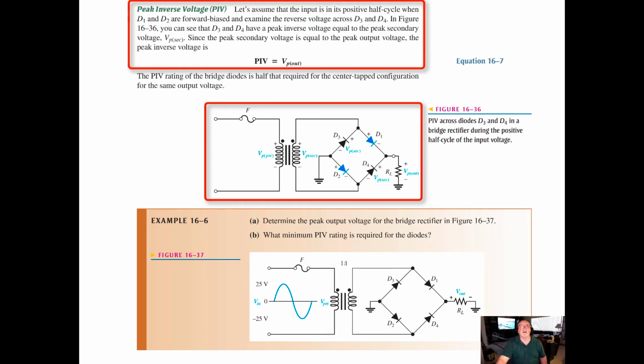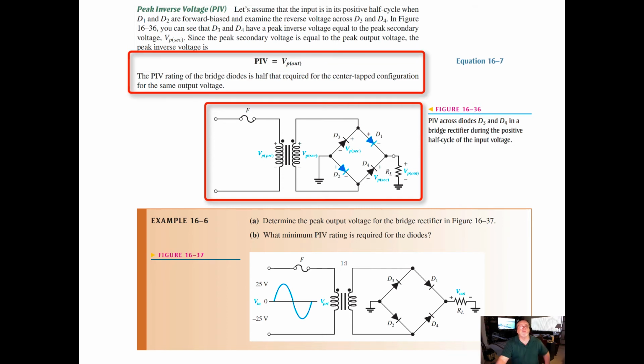Since the peak secondary voltage is equal to the peak output voltage, the peak inverse voltage then is, in this relationship, V peak out. The peak inverse voltage rating of the bridge diodes is half that required for the center tapped configuration for the same output voltage.